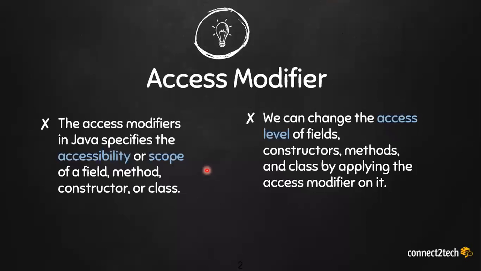So what does it mean? It means that we have fields, methods, constructors, or even a class. When we associate an access modifier with one of them, then the accessibility or scope comes into play. Now we can change the access level of fields, constructors, methods, or classes by applying the access modifier on it. So I will show this with an example to you shortly.